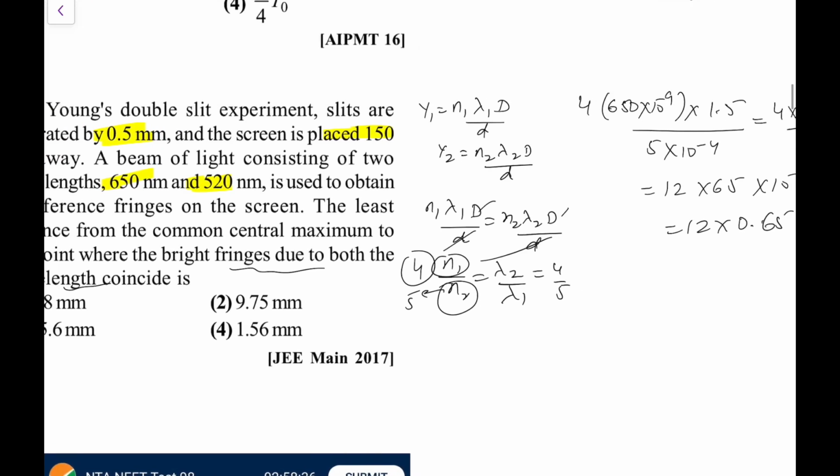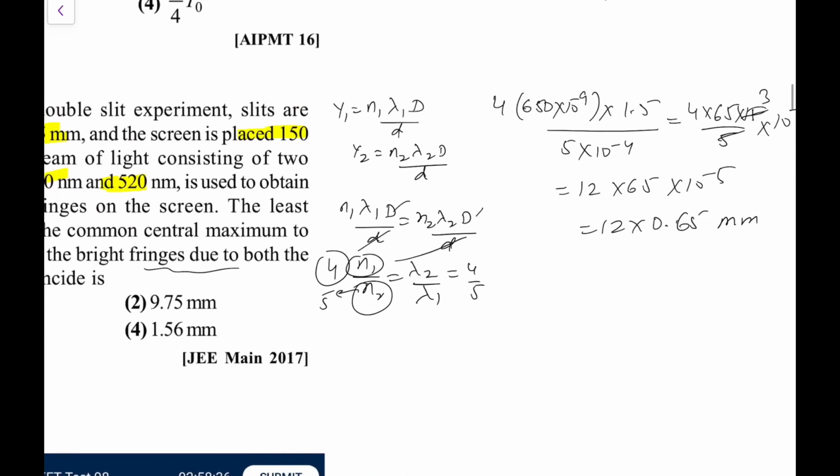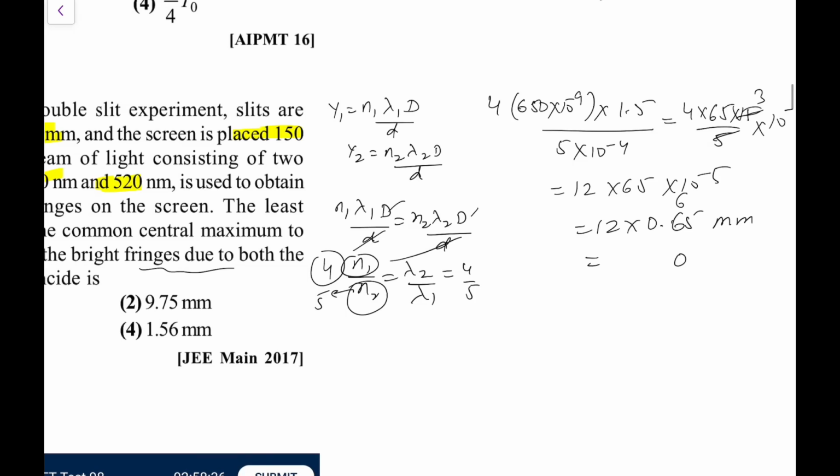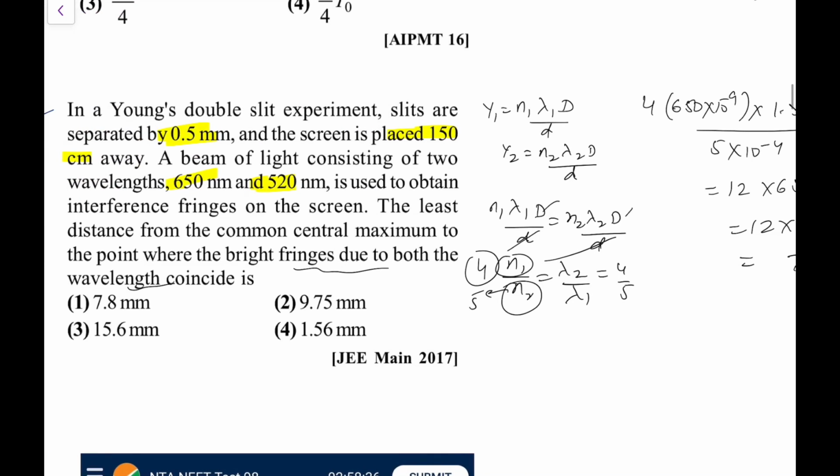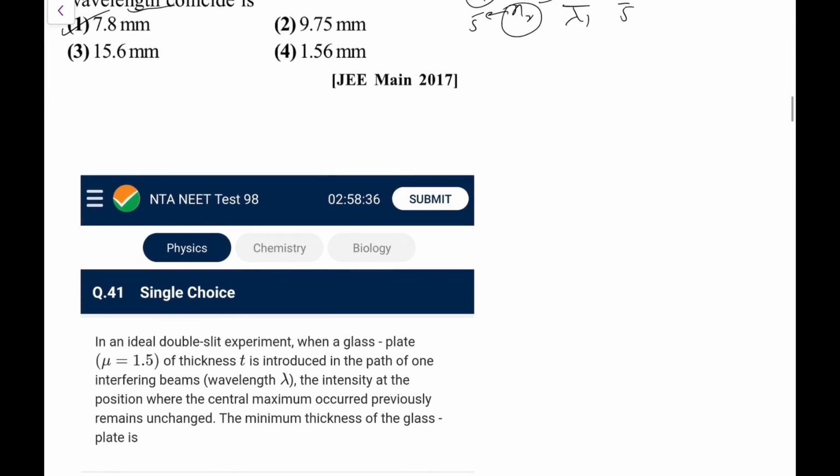So going by this, it appears it would be 7.8. Let me check, do the calculation. 12 5s are 60, 12 6s are 72, 78, so it is 7.80 mm. So go for option first, that would be the answer. Next one.